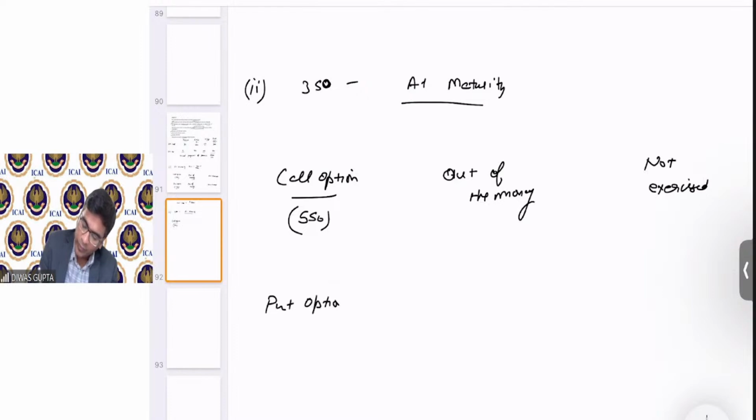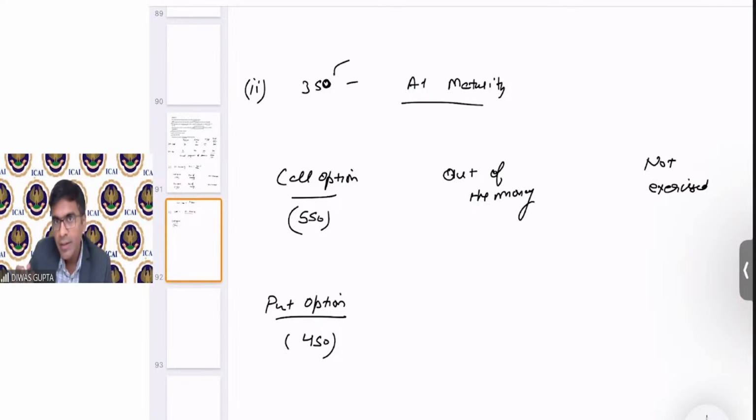Now, students, be careful to answer this. Okay. Put option, exercise price of 450. The strike price is 450. The spot price has moved to 350, below the strike price of the put option. Whether now this put option becomes in the money or out of the money, students, come on.